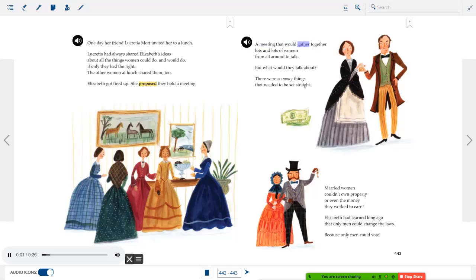A meeting that would gather together lots and lots of women from all around to talk. But what would they talk about? There were so many things that needed to be set straight. Married women couldn't own property, or even the money they worked to earn. Elizabeth had learned long ago that only men could change the laws, because only men could vote.